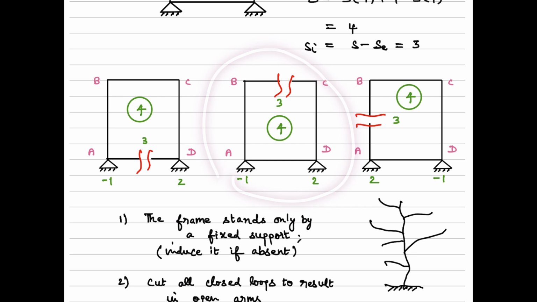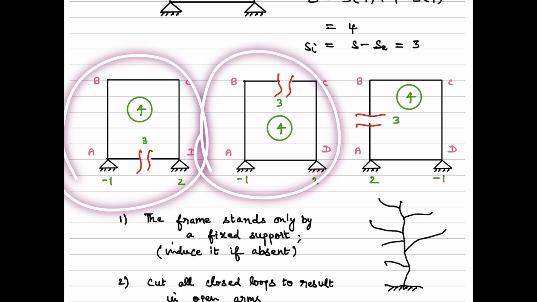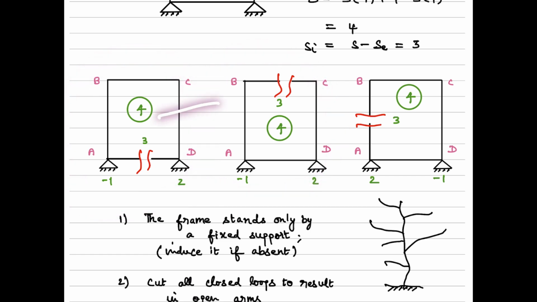The first two steps are one and the same. I'm going to consider this as a fixed support by introducing -1 here, and then I'm going to remove these two reactive components. But earlier I cut this member, whereas this time I can cut across this member. In that case I can have something different like this. This is also a tree standing on a fixed support with its arm open. So this is not the only way. Even one can think of cutting this or this. It depends on one's personal choice.